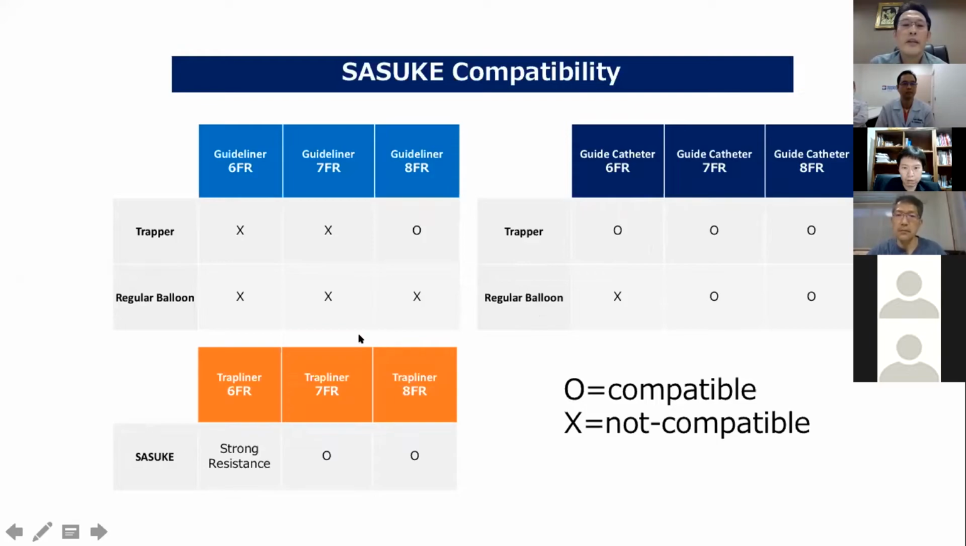And for the guide liner or guide extension, you can see that even the trapper cannot be used in a guide extension for 6 and 7 French. And the regular balloon, you cannot use when you use the guide extension.